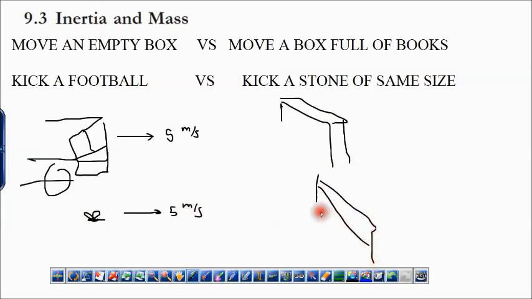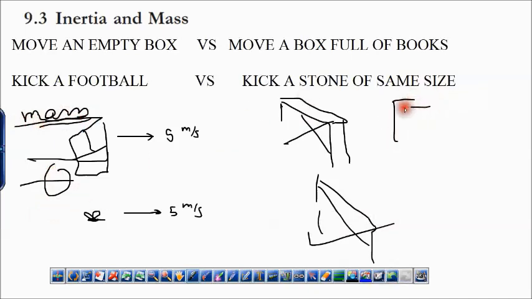If the bus hits the wall, it will break. But if the mosquito hits the wall, it will not break. कहने का मतलब है मास से बहुत फर्क पड़ता है। Mass of the bus is higher, therefore it can create more force and it can create more momentum. मच्छर का मास कम है, therefore less force and less momentum.